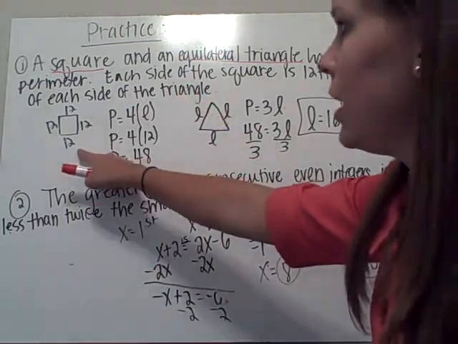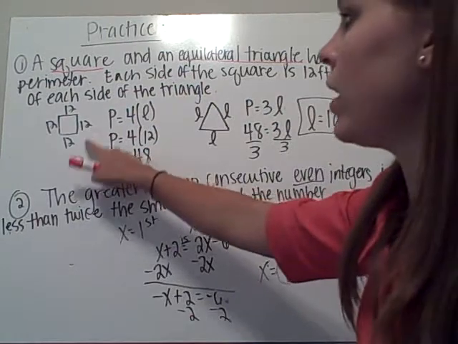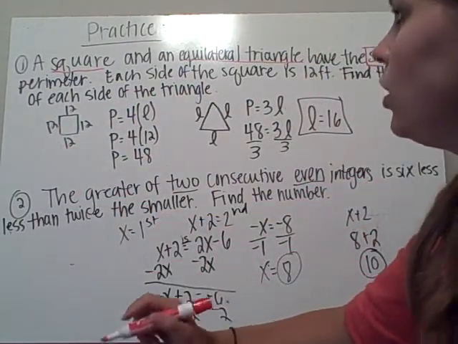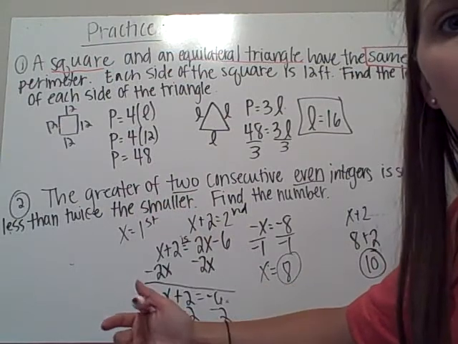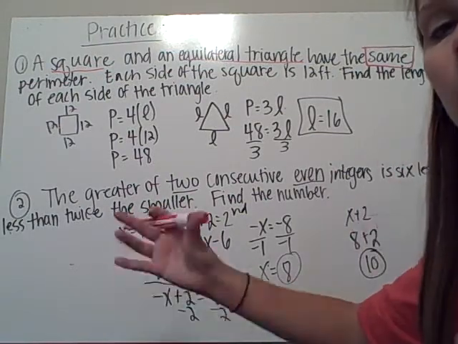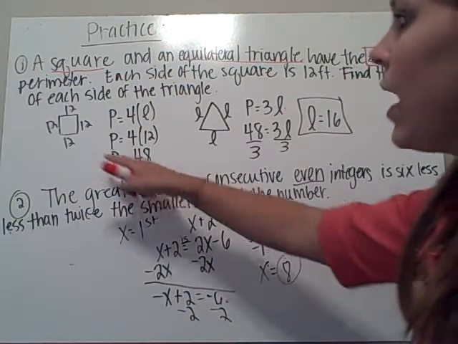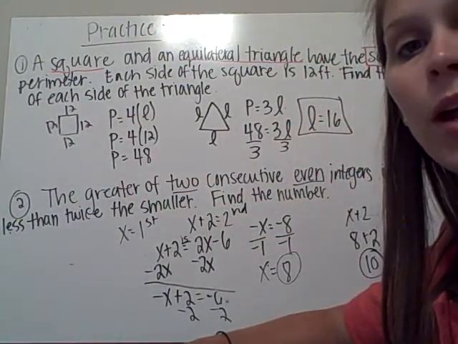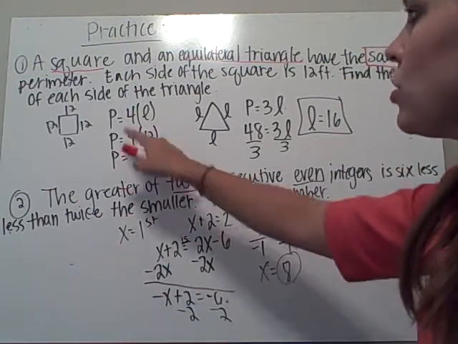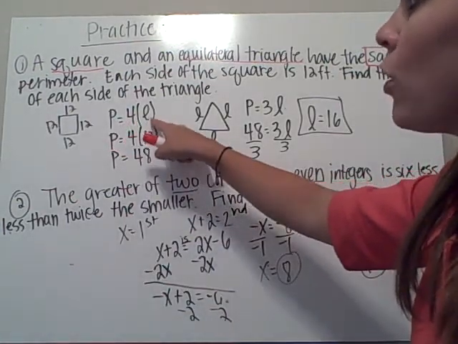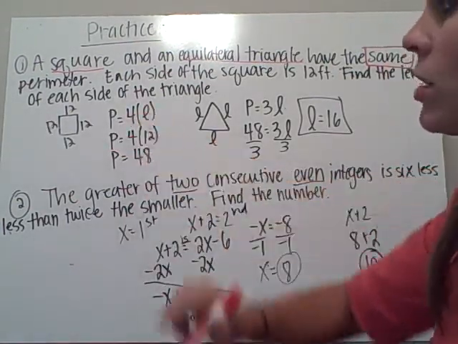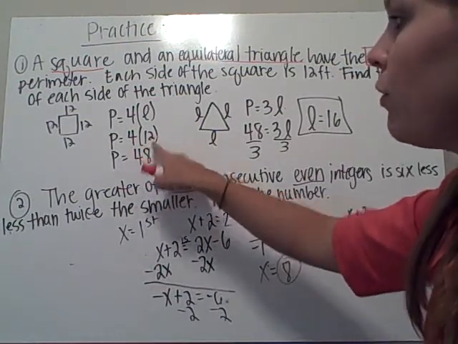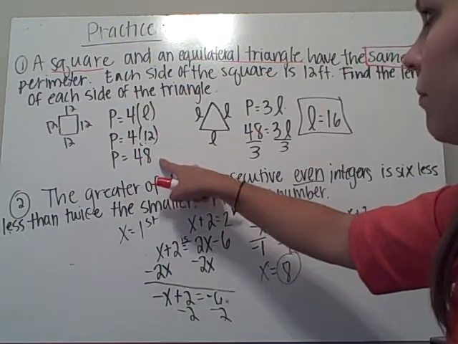Draw your square. And it tells you that each side of the square is 12. Now, we'll find the perimeter because it says the perimeter of the triangle and the square are the same. Since we know all the sides of the square, it's easy to find the perimeter. So perimeter equals 4 times the length, and I can put 4 times the length because all the sides are the same. Well, 4 times 12, so our perimeter is 48.